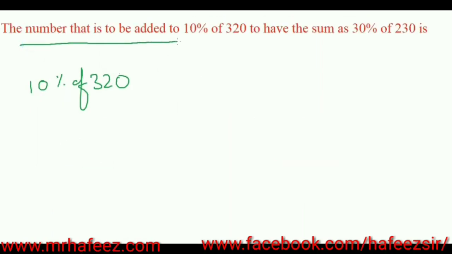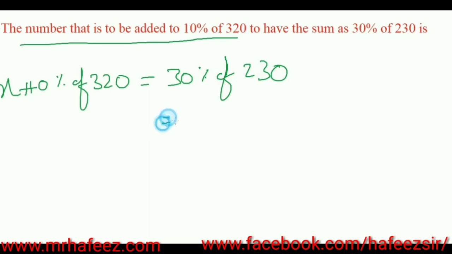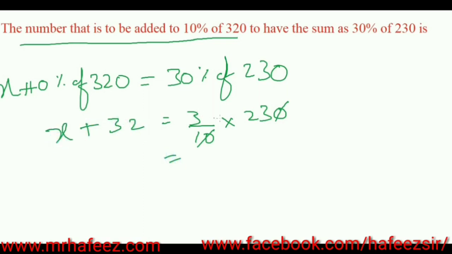A number is added to 10% of 320. That means x plus 10% of 320 equals 30% of 230. 30% of 230 means 3 by 10 into 230. 10% of 320 means 32, plus x. 3 into 23 is 69, minus 32, which is 37. X value is 37. That's it.